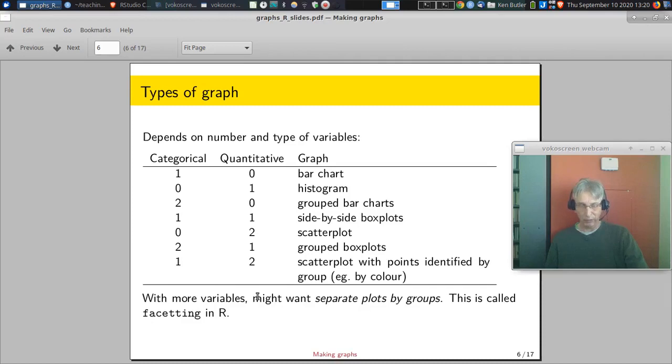We have a method called faceting, which produces separate plots by groups. I'll show you that at the end. And that gives you another way of making graphs if you have more categorical variables than you would like.